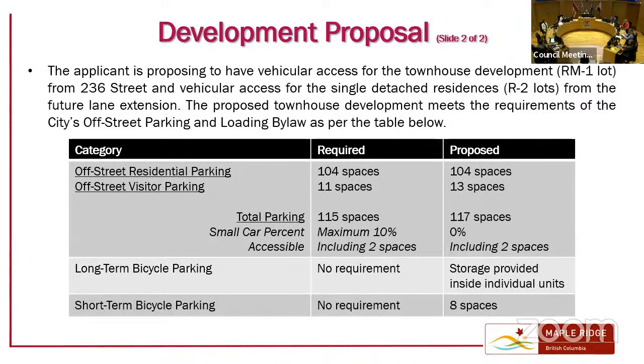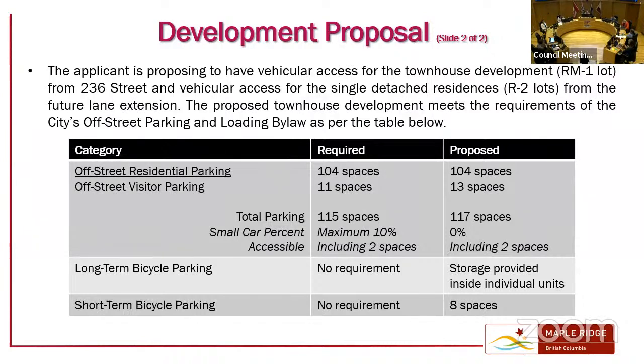The applicant is proposing to have vehicular access for the townhouse development RM1 lot from 236th Street and vehicular access for the single detached residences R2 lots from the future lane extension. The proposed townhouse development meets the requirements of the city's off-street parking and loading bylaw as per the table shown on the screen. In terms of off-street residential parking, 104 spaces are required and 104 spaces are proposed.